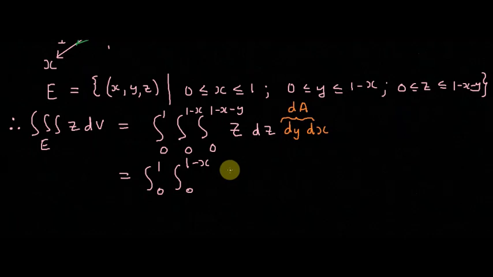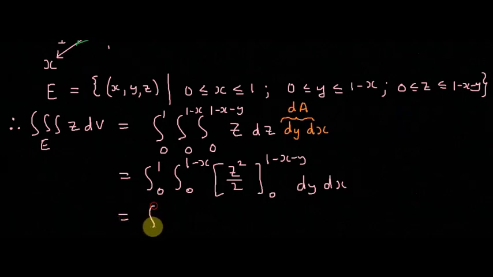Then starting with z, it's going to be z squared over 2, evaluated from 0 to 1 minus x minus y. And then, of course, we still have dy dx. And we can pull out the half in front of the integral. And then just plugging in for z, 1 minus x minus y.